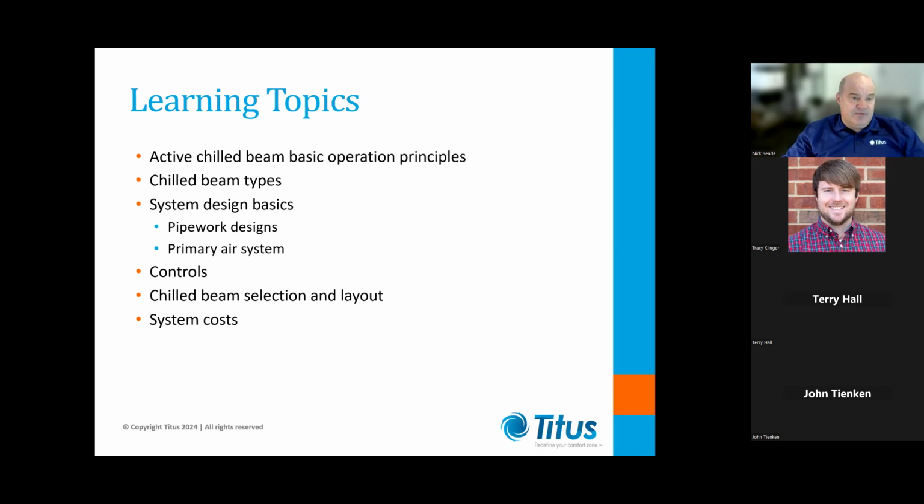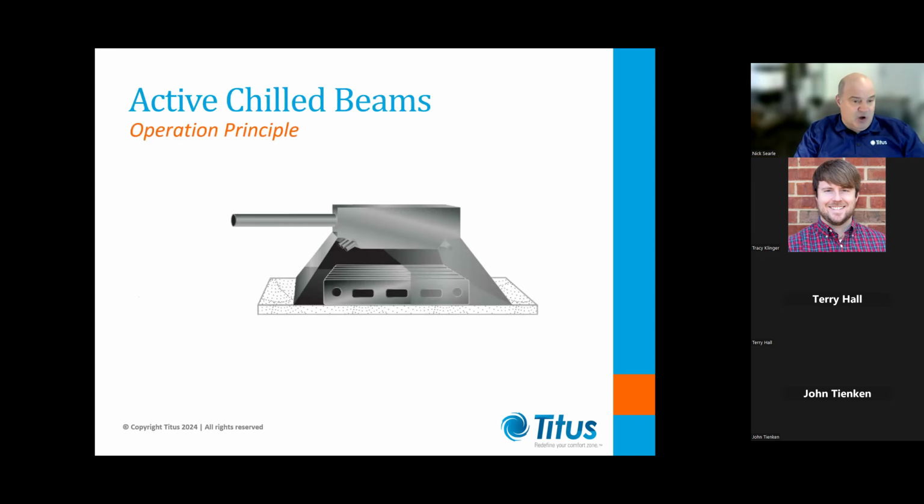We'll look at the different variants of chill beams, the formats of them. We're going to talk about the design basics in terms of the wet side, the pipework side, and the primary air system, comparing constant volume primary air systems to variable volume. We're going to be looking at controls, and I'm going to make a selection for you as well. And finally, we're just going to finish off with looking at what the system costs are.